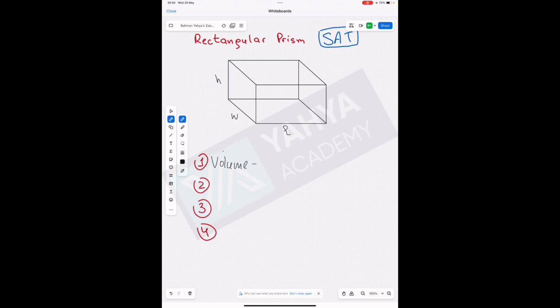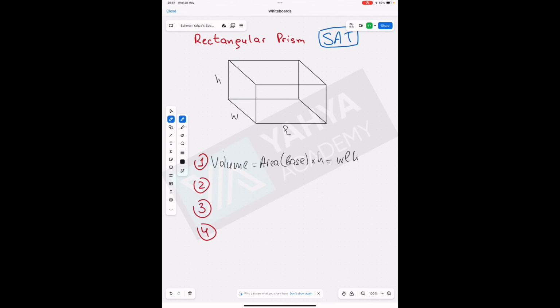The volume of a rectangular prism is the area of the base multiplied by the height of the rectangular prism. The area of the base, as you see, is WL. So it must be WL multiplied by H. That is the volume formula.